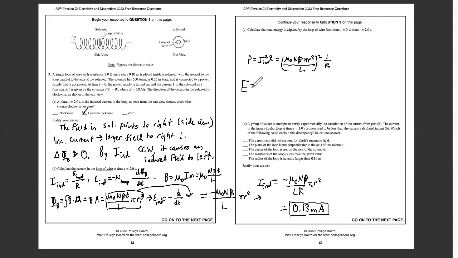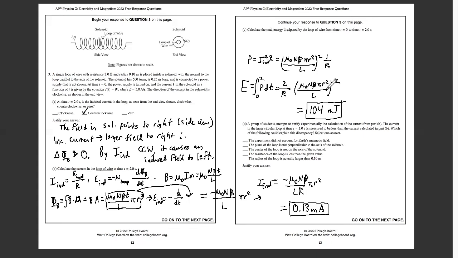Well, energy dissipated is the integral of power with respect to time. So that's going to be from 0 to 2. And the interesting thing to note is that power is actually independent of time, so it's actually P times delta T then. So that's going to give us 2 over R times mu naught N beta pi r squared over L all squared. Again, go ahead and plug in all of the numbers. You will end up with an answer of 104 nanojoules.